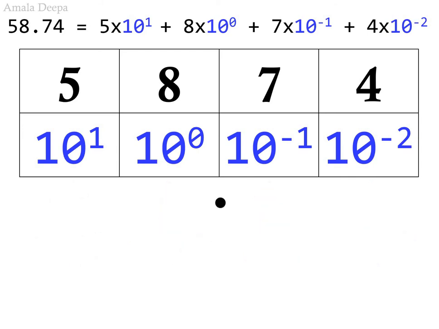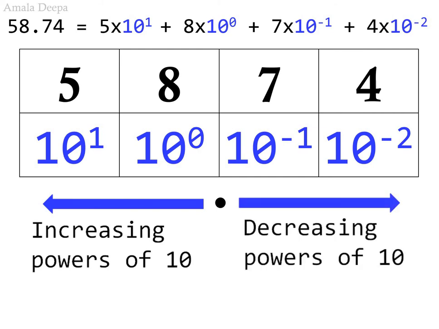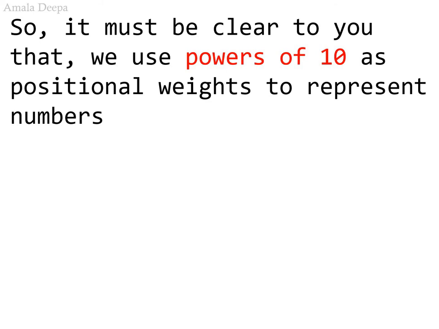The positional weights of the digits to the left of the decimal point are in increasing powers of 10. The positional weights of the digits to the right of the decimal point are in decreasing powers of 10. So, it must be clear to you that we use powers of 10 as positional weights to represent numbers.